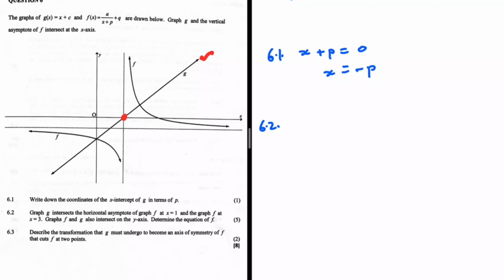graph g intersects the horizontal asymptote of graph f at x equals 1 and the graph f at x equals 3. Graphs of f and g also intersect on the y-axis. Determine the equation of f. Okay, so that is 6.2.